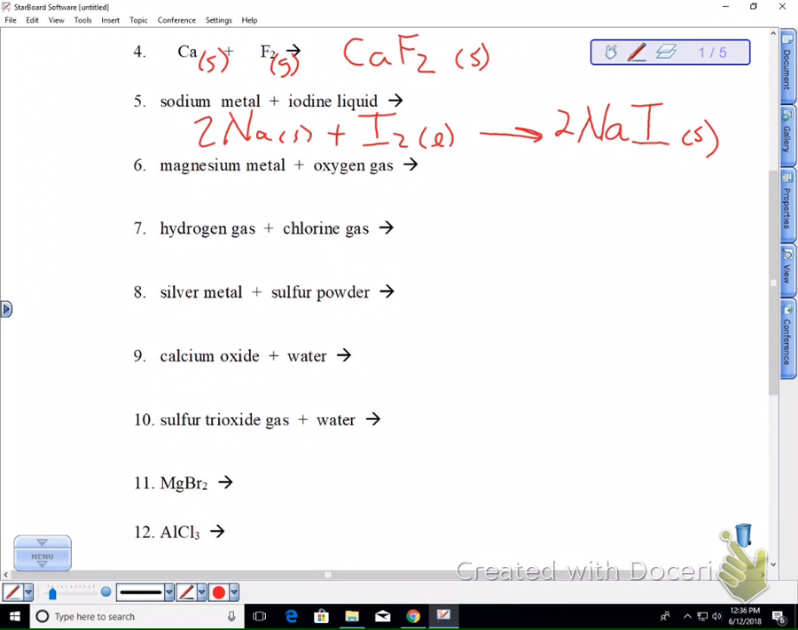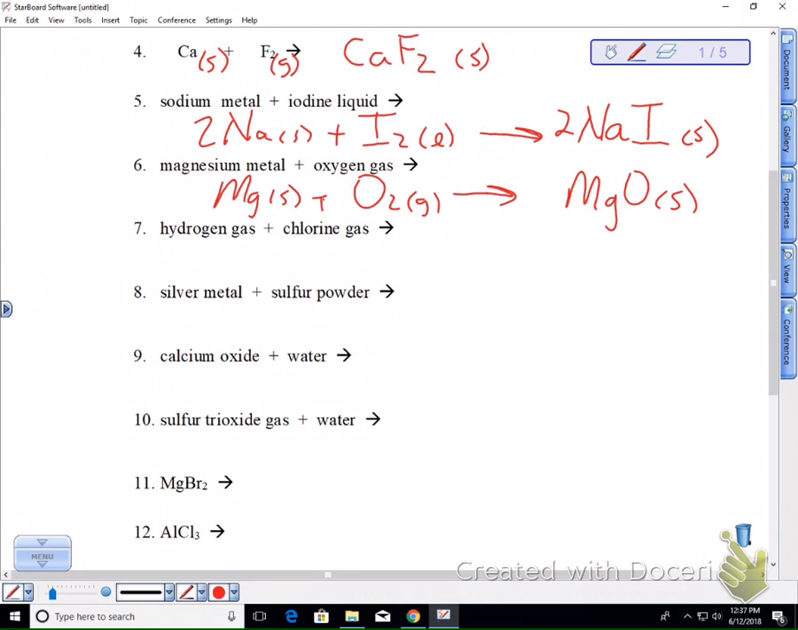Okay, magnesium metal in number 6, we know is Mg. We all know that oxygen gas is diatomic. Another free element combination. Mg is +2, we know that oxide is -2. This compound, magnesium oxide, MgO, will be a powdery solid. We saw that earlier in the year when we did it in our lab.